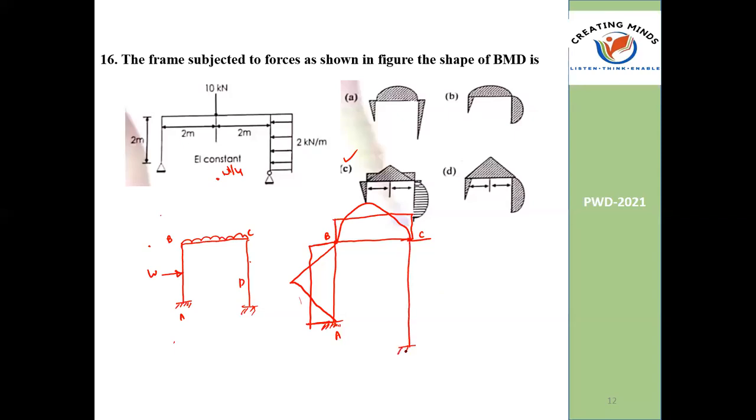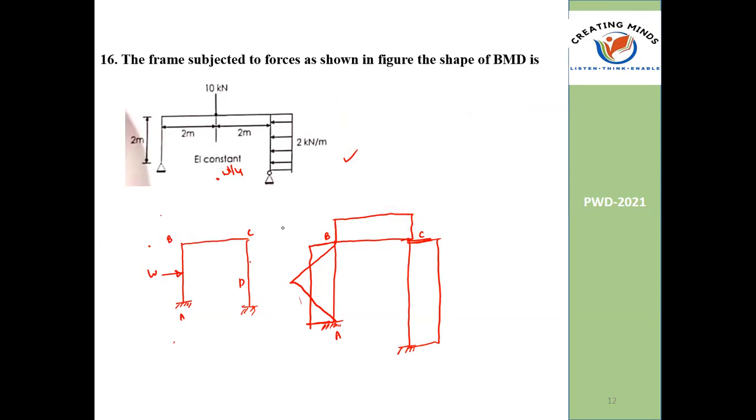This is the column. So here also moment is possible. Here also moment is possible. It looks like this general BMD case. And now, if I remove this UDL, this curve gets removed. Okay. If I add a point load somewhere here, then it may look like this. So it's a general type of BMD.